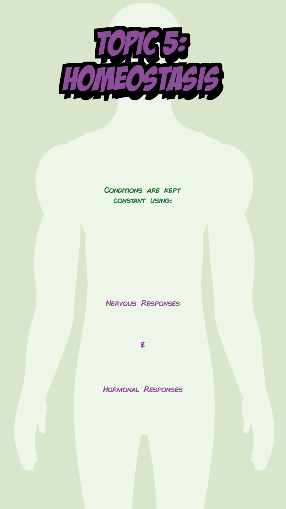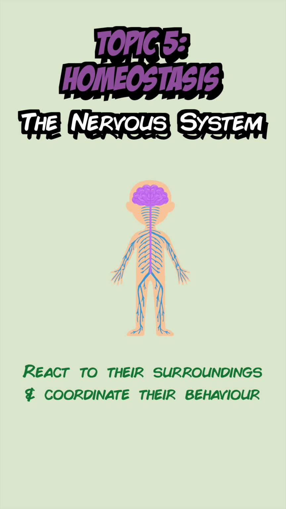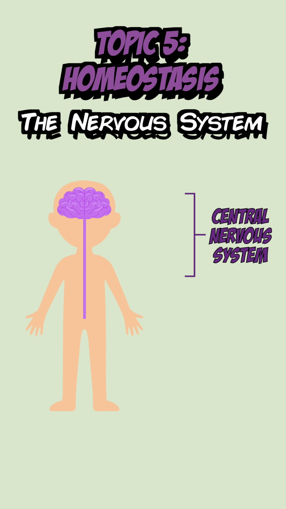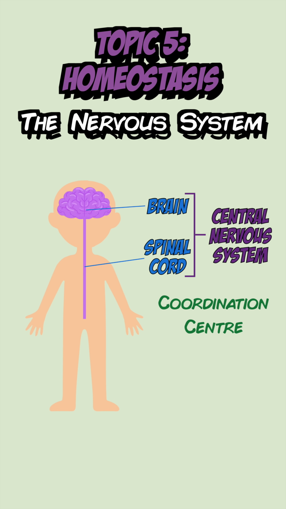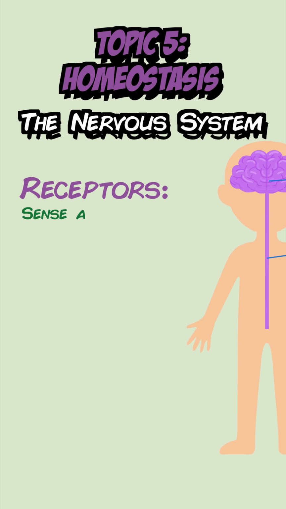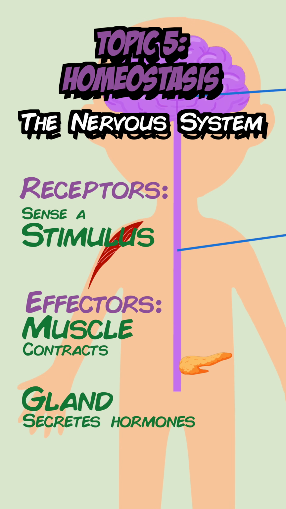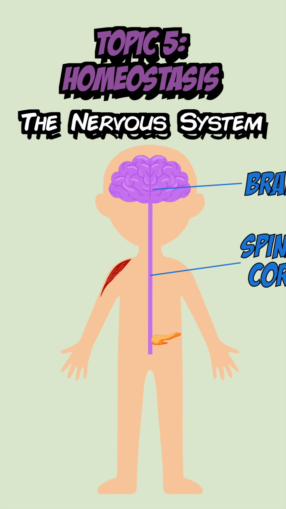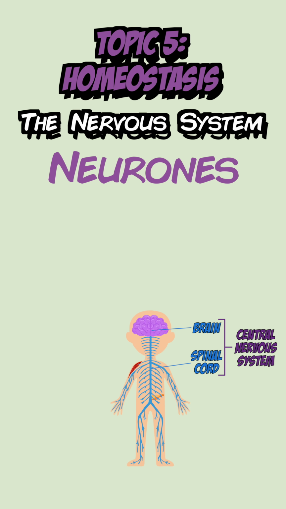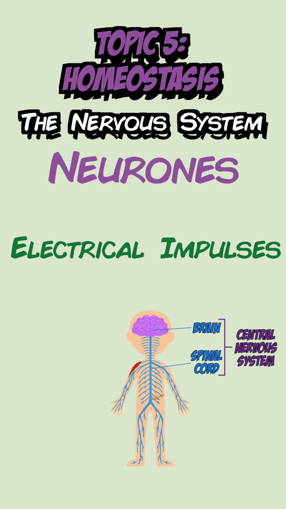Nervous responses involve the nervous system, which allows humans to react to their surroundings and coordinate their behavior. It's made up of the central nervous system, which includes the brain and spinal cord, and this acts as a coordination center. It also contains receptors which sense a change in the environment, which we call a stimulus, and effectors, which can be a muscle that contracts or a gland that secretes hormones. Everything in the nervous system is connected by neurons, which transfer information in the form of electrical impulses.